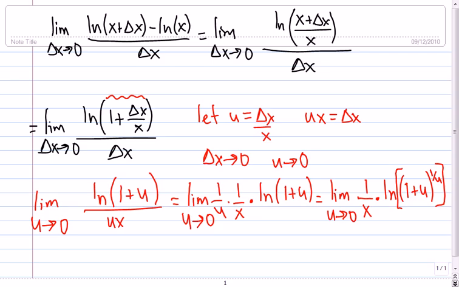So now, does anybody recognize that limit? Of course you don't. Does anybody? I probably wouldn't recognize this if I hadn't done this before, so don't sweat it. This is the special limit we've talked about. This is the limit e. So what happens then as u goes to 0, this is unaffected. It's just 1 over x times the natural log of e, which is 1.